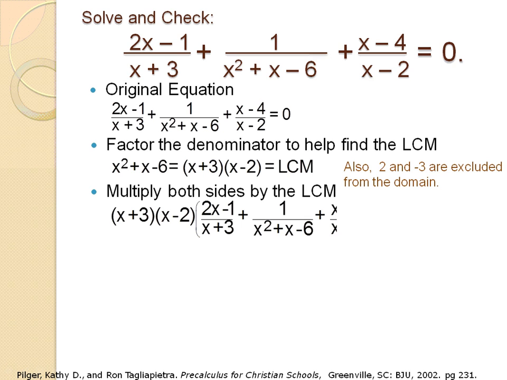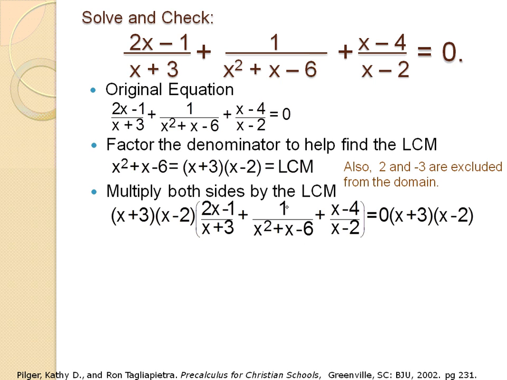When we multiply the left side, we have 3 terms here, so we have to use our distributive property and multiply it times each term. When we multiply it times this term, the x plus 3 would cancel, and we would be left with x minus 2 times 2x minus 1. Multiplying this times this term, if we remember, this factored is written here. It's x plus 3 times x minus 2, so both of these would cancel, and we'd just be left with 1. And then finally, we would multiply this and distribute it over here.